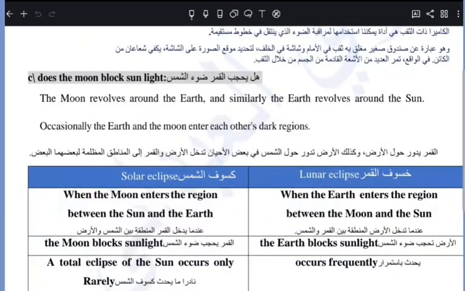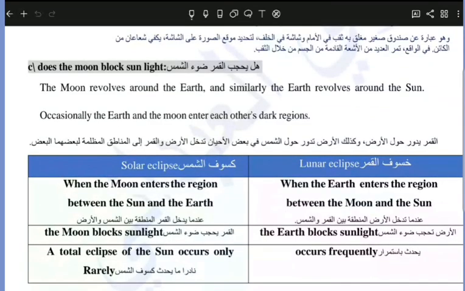Does the moon block the sunlight? The moon revolves around the earth, and similarly, the earth revolves around the sun. Occasionally, the earth and the moon enter each other's dark region.